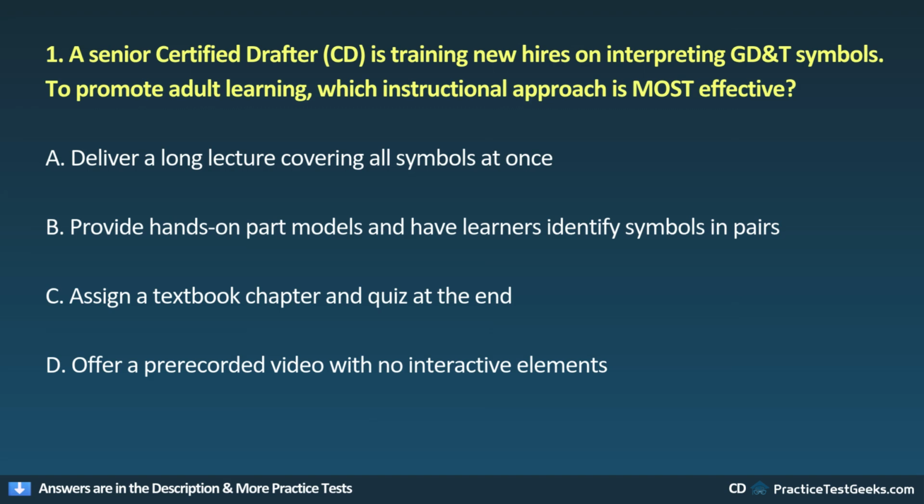1. A senior certified drafter (CD) is training new hires on interpreting GD&T symbols. To promote adult learning, which instructional approach is most effective? A. Deliver a long lecture covering all symbols at once. B. Provide hands-on part models and have learners identify symbols in pairs.